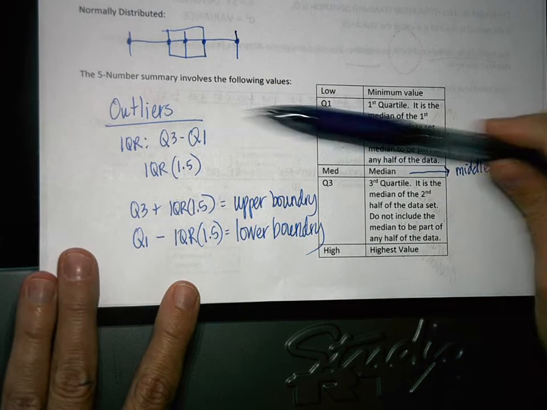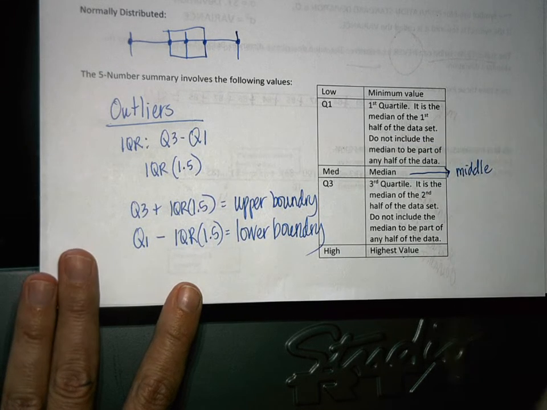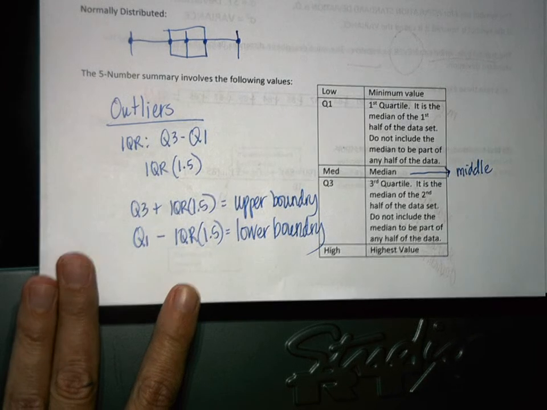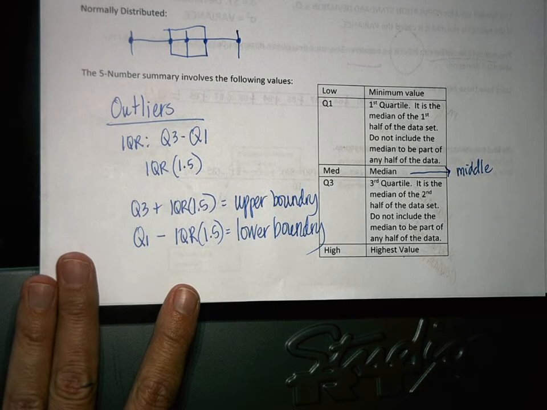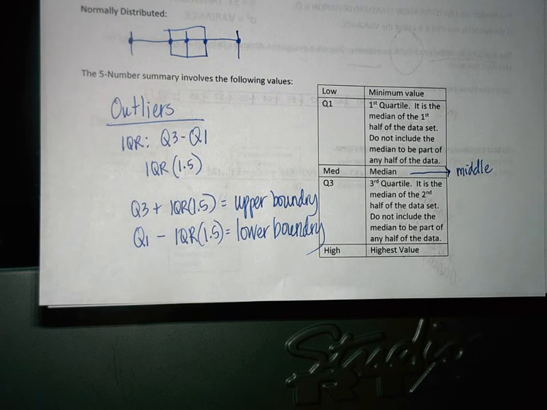So interquartile range, multiply it by 1.5. Whatever number you get for that, you add it to Q3. If there's anything above that value, it's an outlier. You subtract it from Q1. If there's anything below that value, it's an outlier. Okay. Any questions there? Okay, so now we're going to try an example.